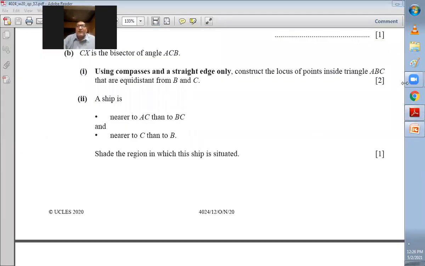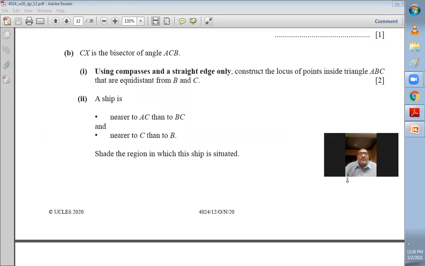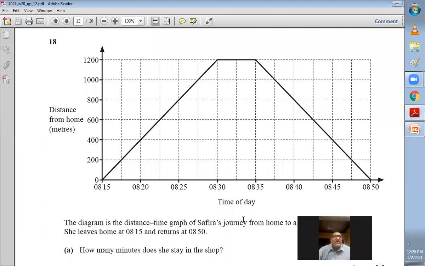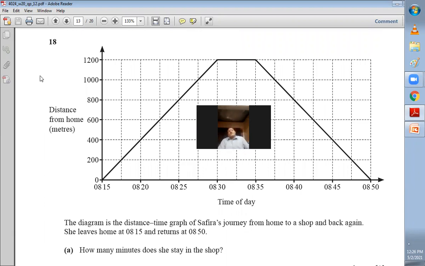So the next question is coming up on your screen. Let me show you first. The diagram is the distance time graph of Safira's journey from home to a shop and back again. She leaves home at 8:15. Don't forget these numbers: 8:15, she started walking from her home.